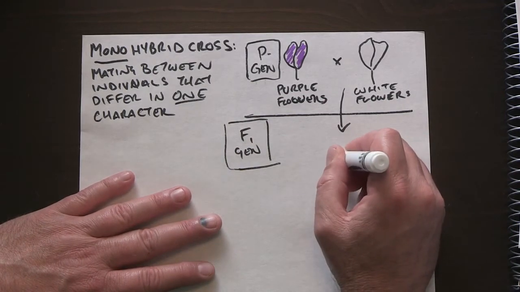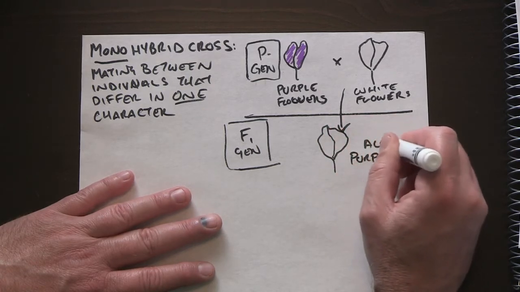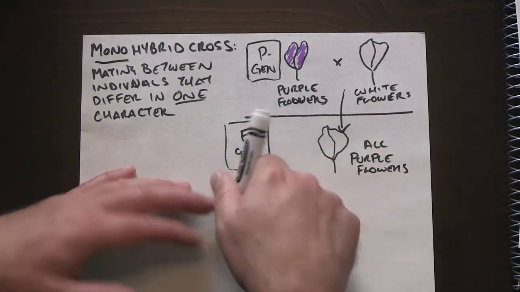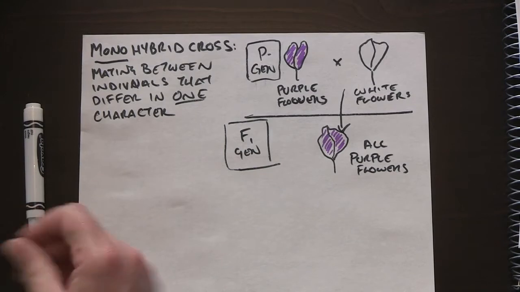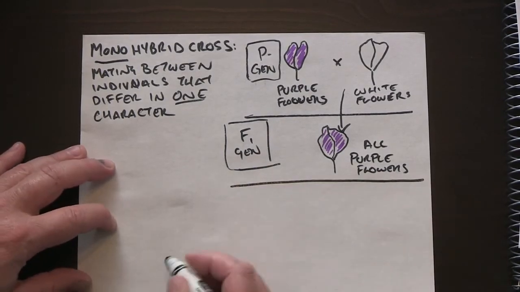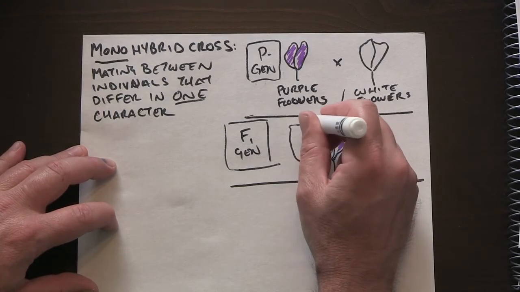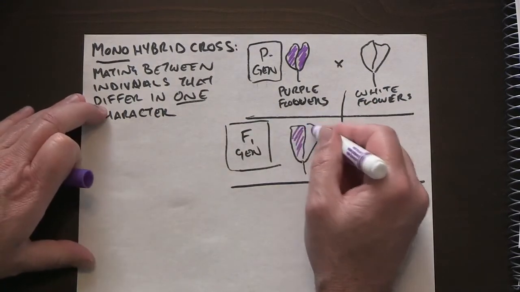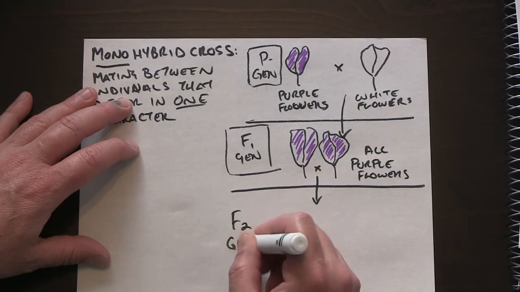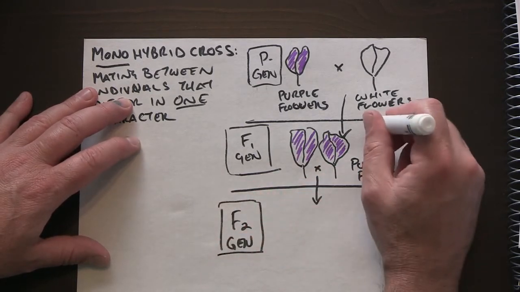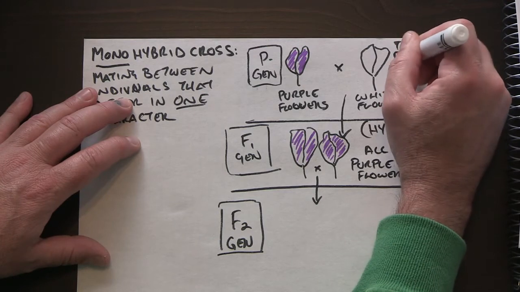And what he found is every single one of the offspring had purple flowers. Okay. All of them. Then when he mated the F1 with another F1, so another purple flowered hybrid, now we have the F2 generation. Okay, so these are hybrids. And these are true breeding.